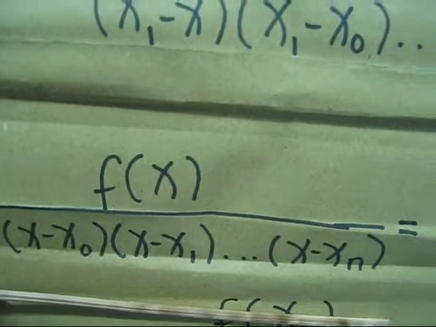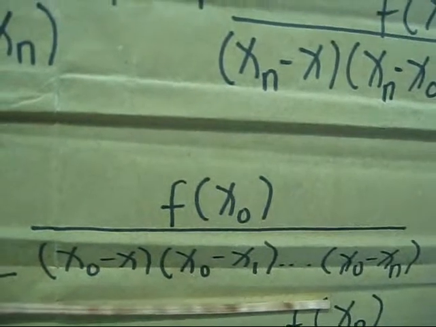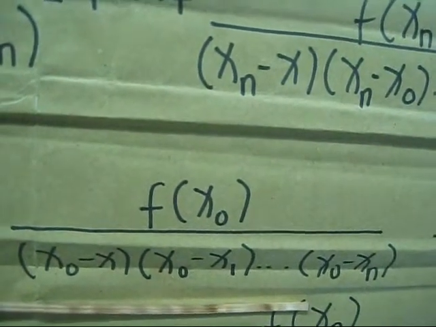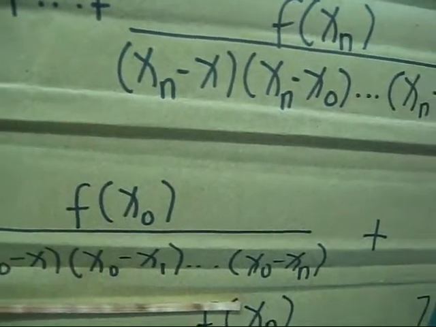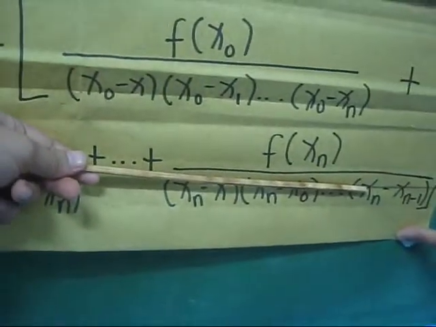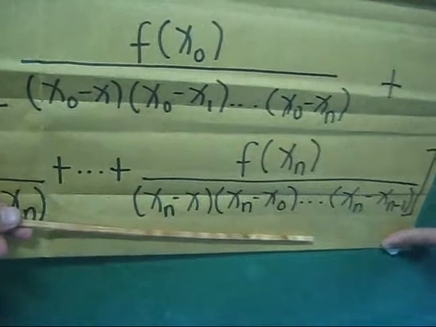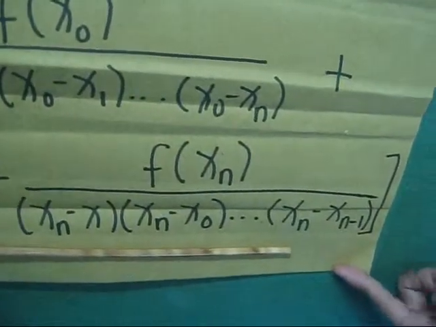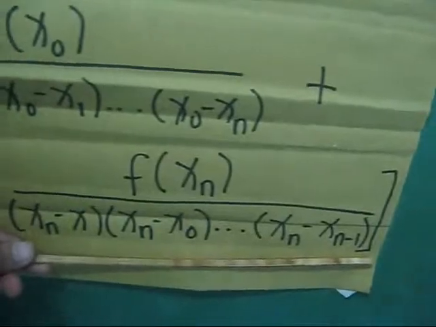this n plus 1 divided difference will be equal to negative 1 times f of x sub 0 divided by x sub 0 minus x times x sub 0 minus x sub 1 up to x sub 0 minus x sub n, plus f of x sub 1 divided by x sub 1 minus x times x sub 1 minus x sub 0 up to x sub 1 minus x sub n, plus up to f of x sub n divided by x sub n minus x times x sub n minus x sub 0 up to x sub n minus x sub n minus 1.